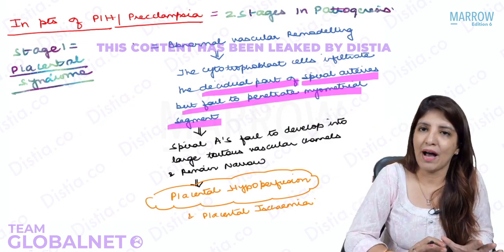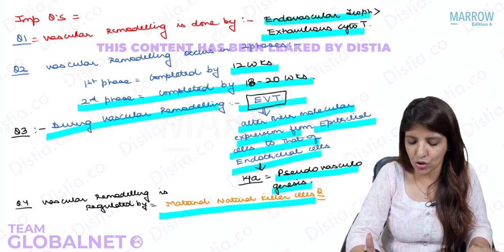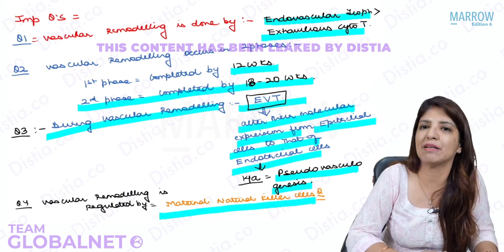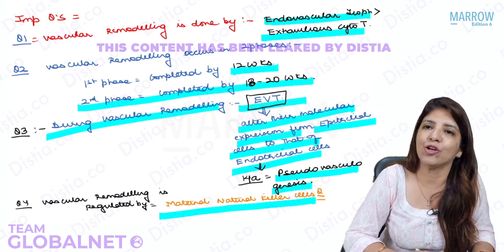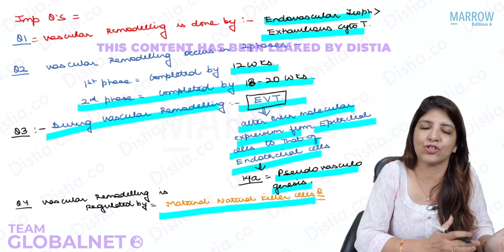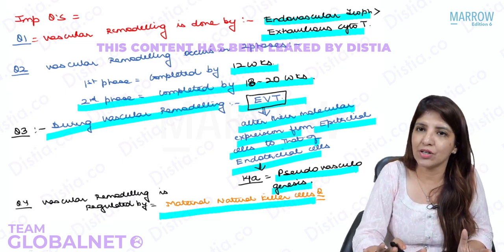Now, what is going to happen? This is what was happening normally. Normally, vascular remodeling is regulated by maternal natural killer cells, and it is done by the endovascular trophoblast in 2 phases, and there is pseudovasculogenesis during this process. Have you understood vascular remodeling?